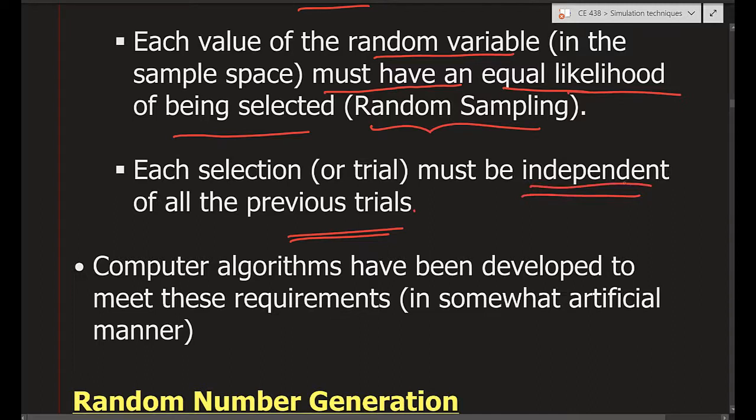Now the question is how we simulate this kind of numbers using computers. So basically the computer provides algorithms, and these can be used to generate these kinds of random numbers. So computer algorithms have been developed to meet these requirements. So we have two requirements. To meet these requirements, computer algorithms have been developed in a somewhat artificial manner.